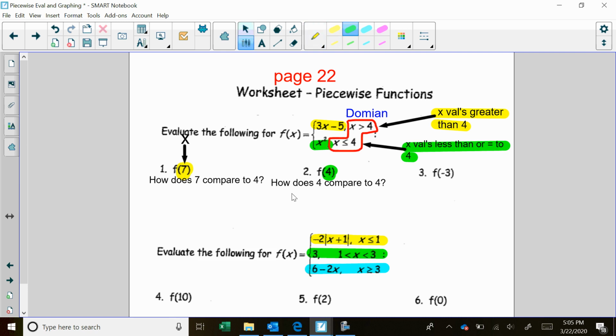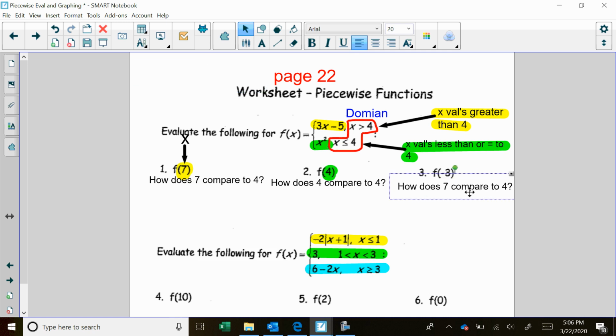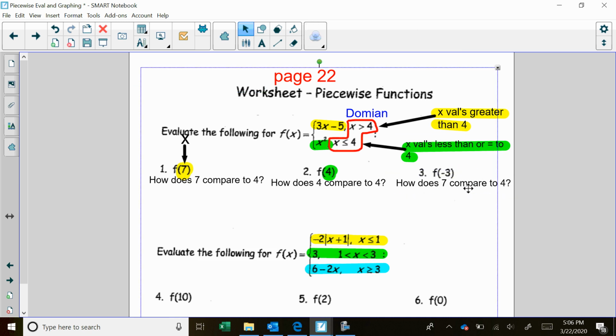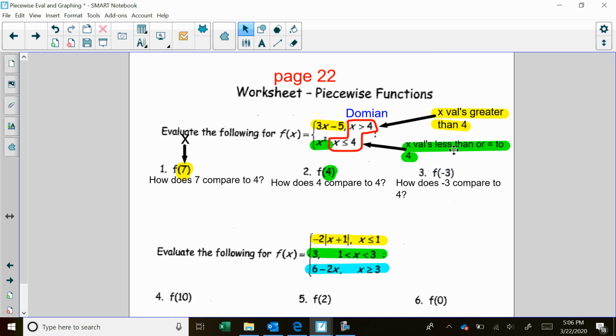Okay, one more time. Grab this, copy it, put it over here. How does -3 compare to 4? Pretty sure it's still less than, okay? So we'll use our green highlighter right here. We'll say, all right, -3 is less.